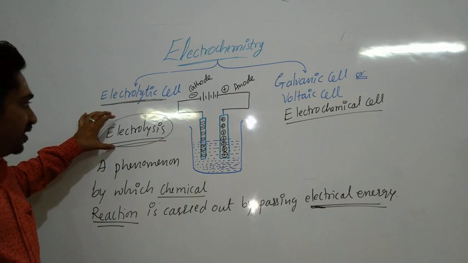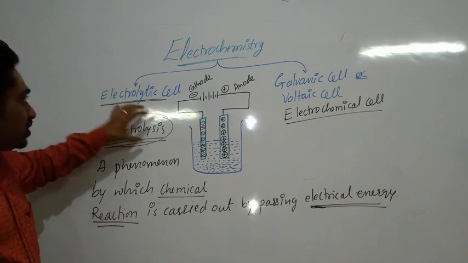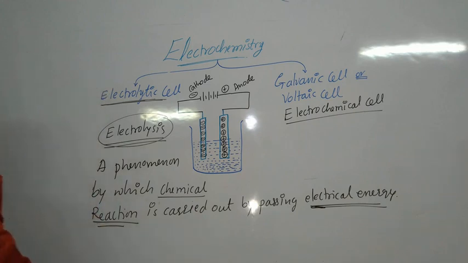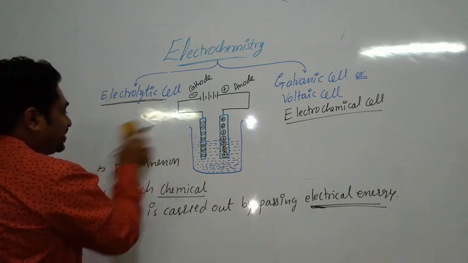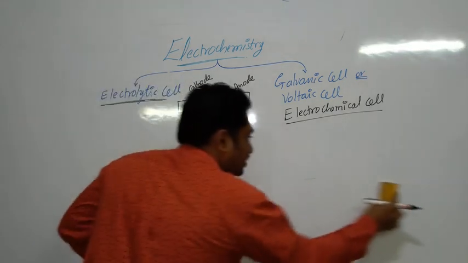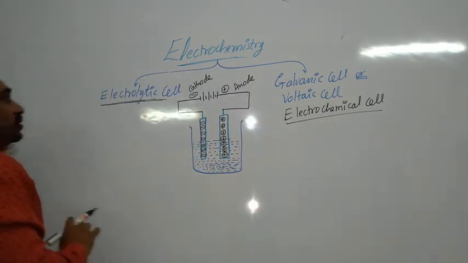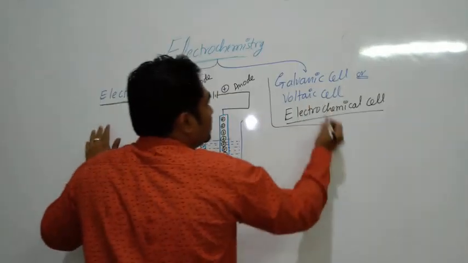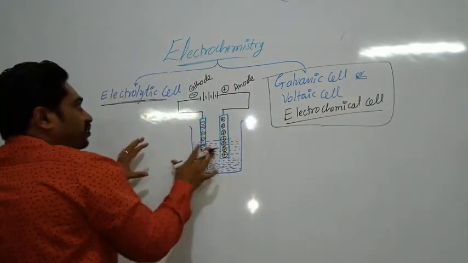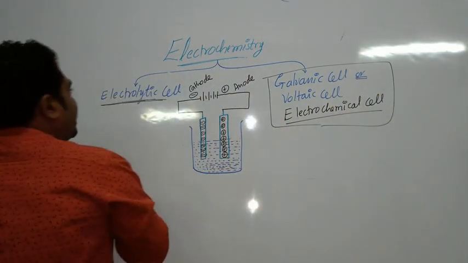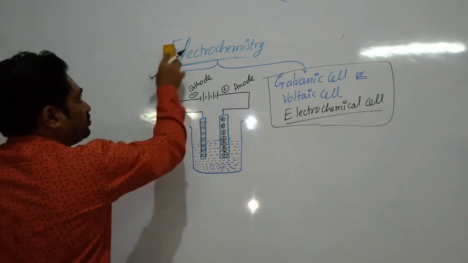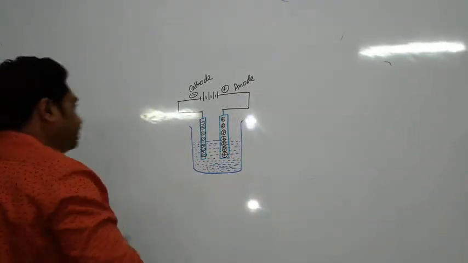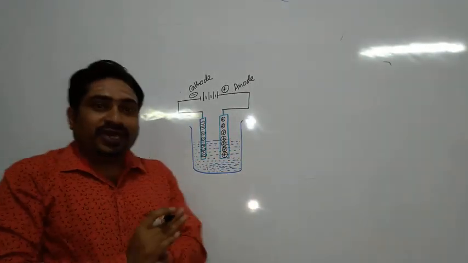The place in which electrolysis takes place, that cell is called an electrolytic cell. So now let us study the electrolytic cell in detail. This is the setup made for the electrolytic cell. For the galvanic cell and others we will discuss in the next class. Now we will discuss only this electrolytic cell.